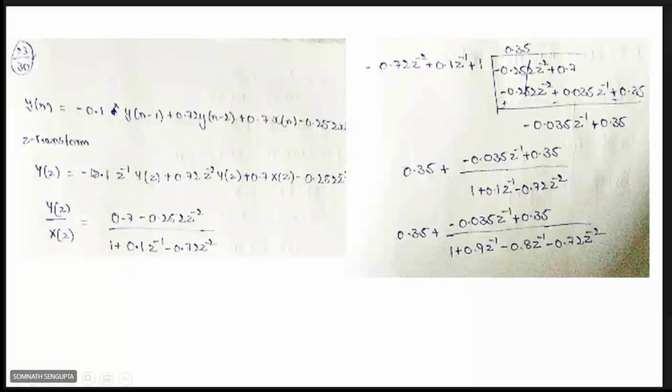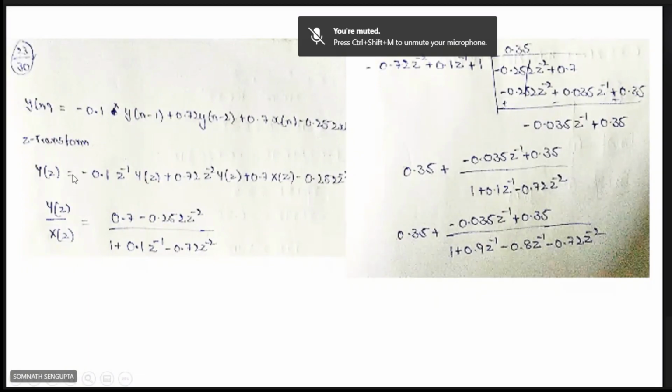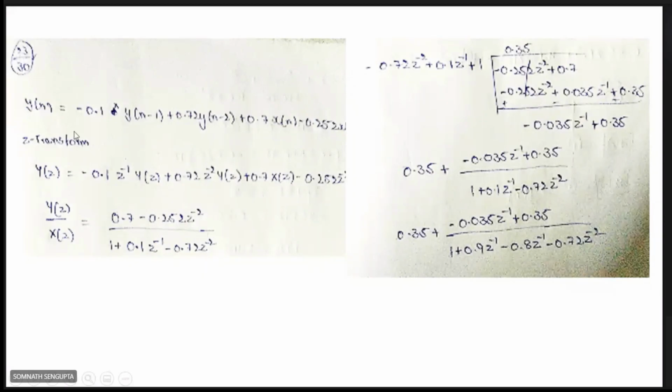Now how will we find the transfer function? So first you take the Z transform of y(n). So it becomes Y(z) is equal to minus 0.1 Z inverse Y(z) plus 0.72 Z to the power minus 2 Y(z) plus 0.7 x(n), whose Z transform is X(z), and 0.252 x(n minus 1), so it is 0.252 into Z inverse X(z).